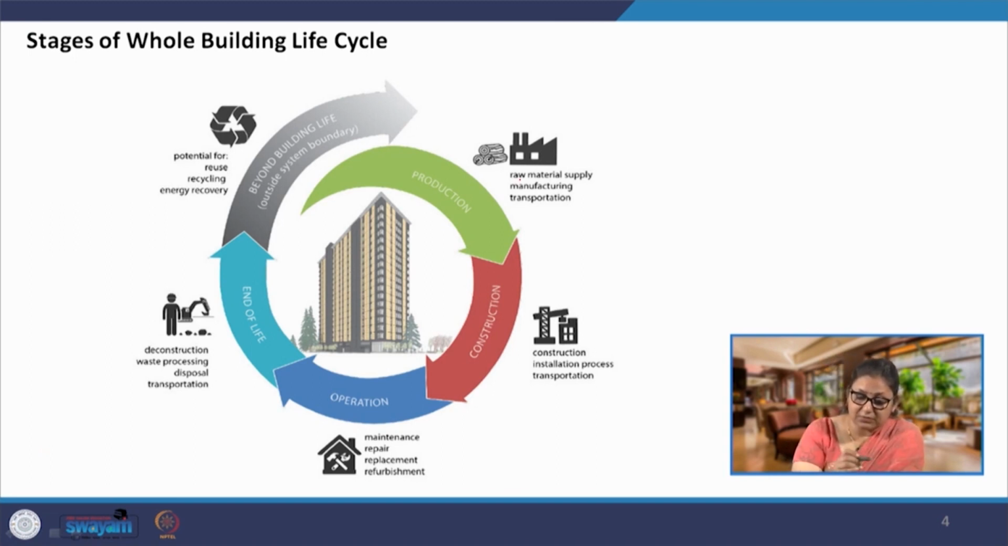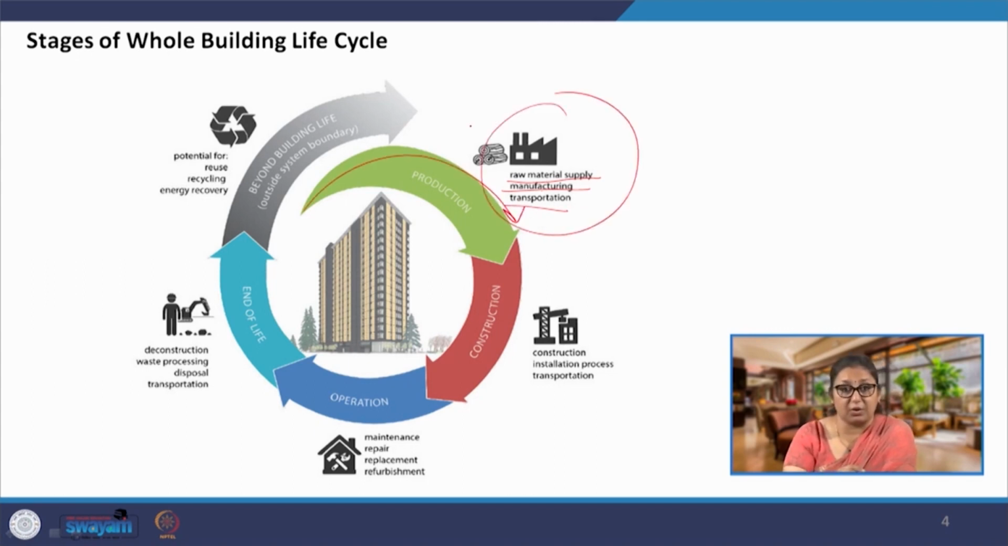So, we are starting the life cycle of the building from raw material supply, from extraction of these raw materials and then transporting them to the site of manufacturing where the material will be processed, it will be manufactured. So, manufacturing it and then further transporting it to the site of use where the building is going to be constructed. So, this is the part of this production cycle where we are extracting the raw material, processing it, manufacturing the material to be used in the building, transporting it to the site. This is the production part.